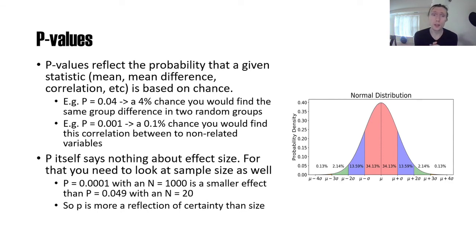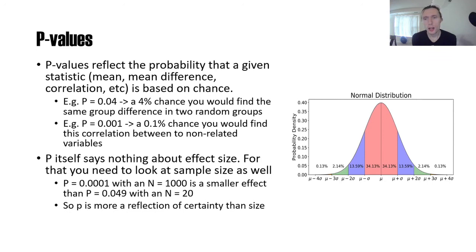Whereas if your p-value is 0.001, then you are even more certain, because the chances of this being a coincidence are just 0.1%. And if your p-value is 0.0000001, then the chance of that being a coincidence is almost non-existent. So a p-value is more a certainty measure, but it doesn't tell you so much about how large a difference actually is.